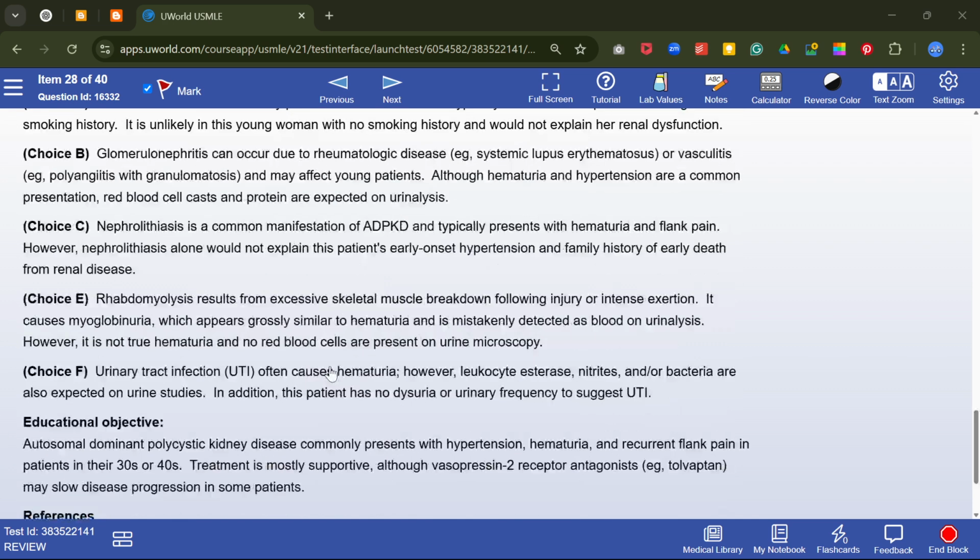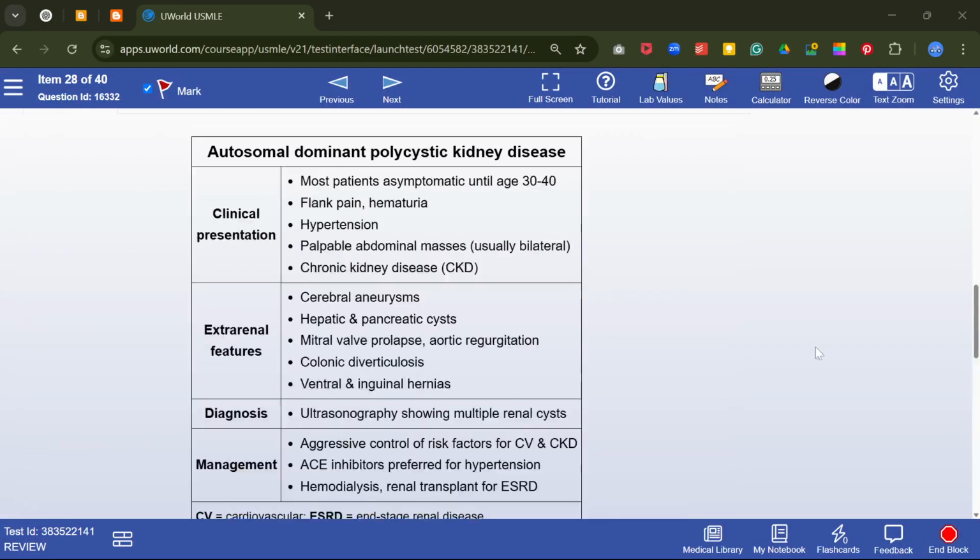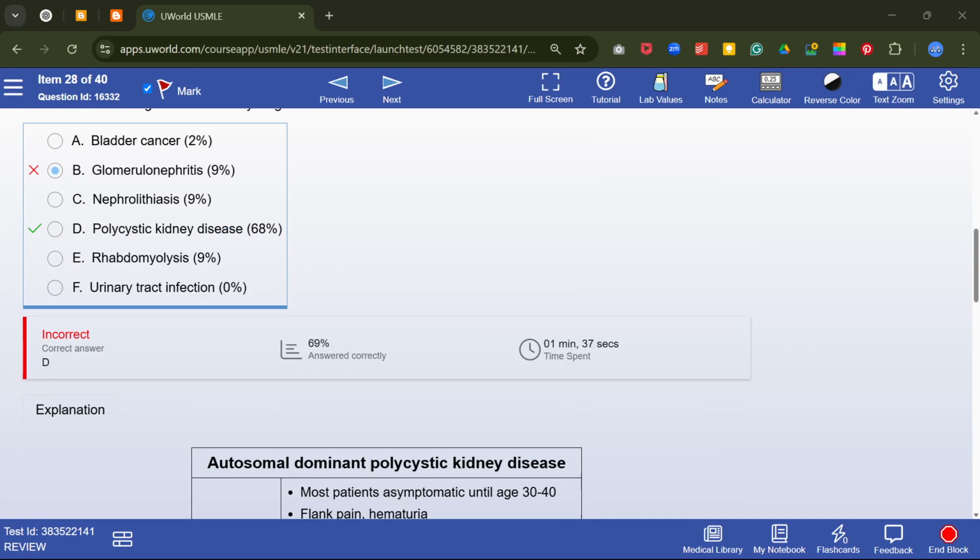So that is all about ADPKD, or polycystic kidney disease. It's a very important topic. Hope you enjoyed.